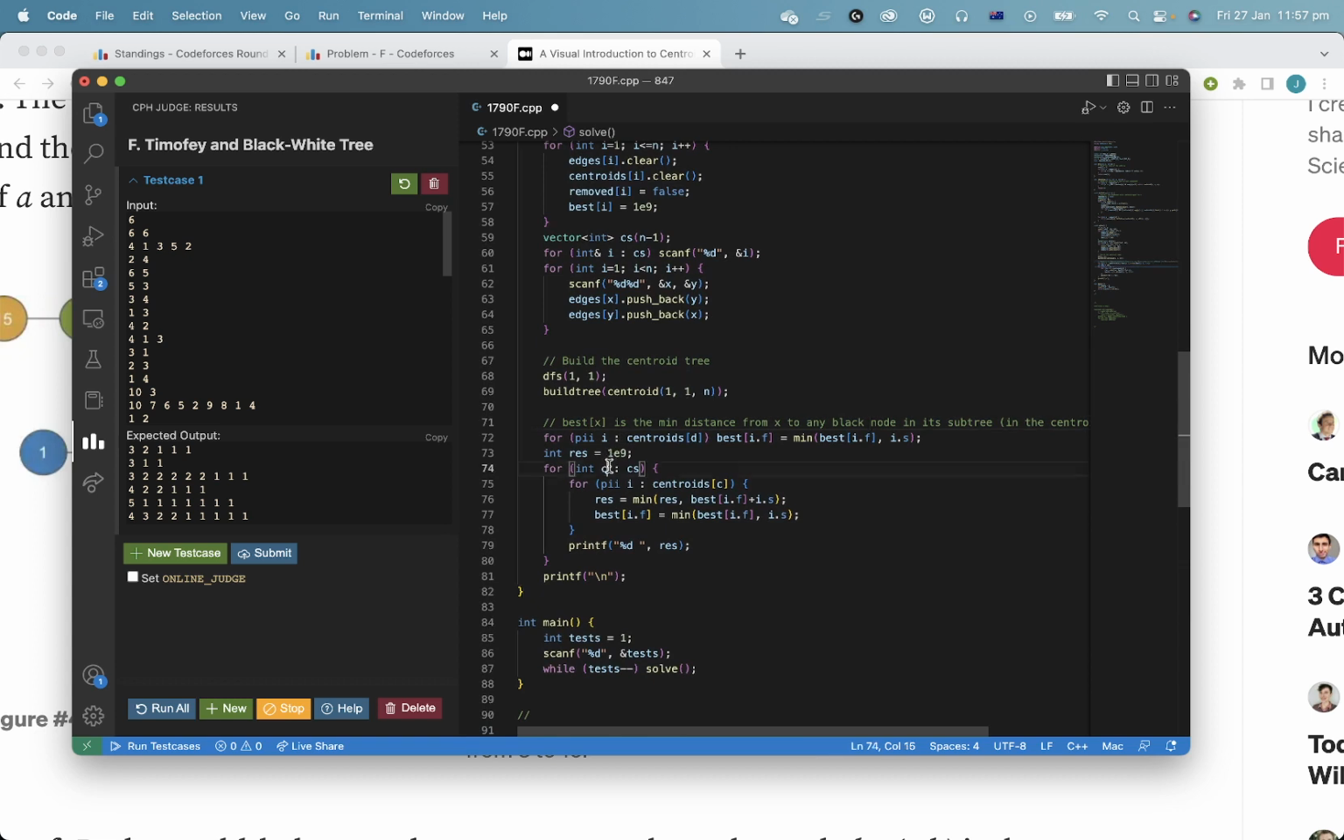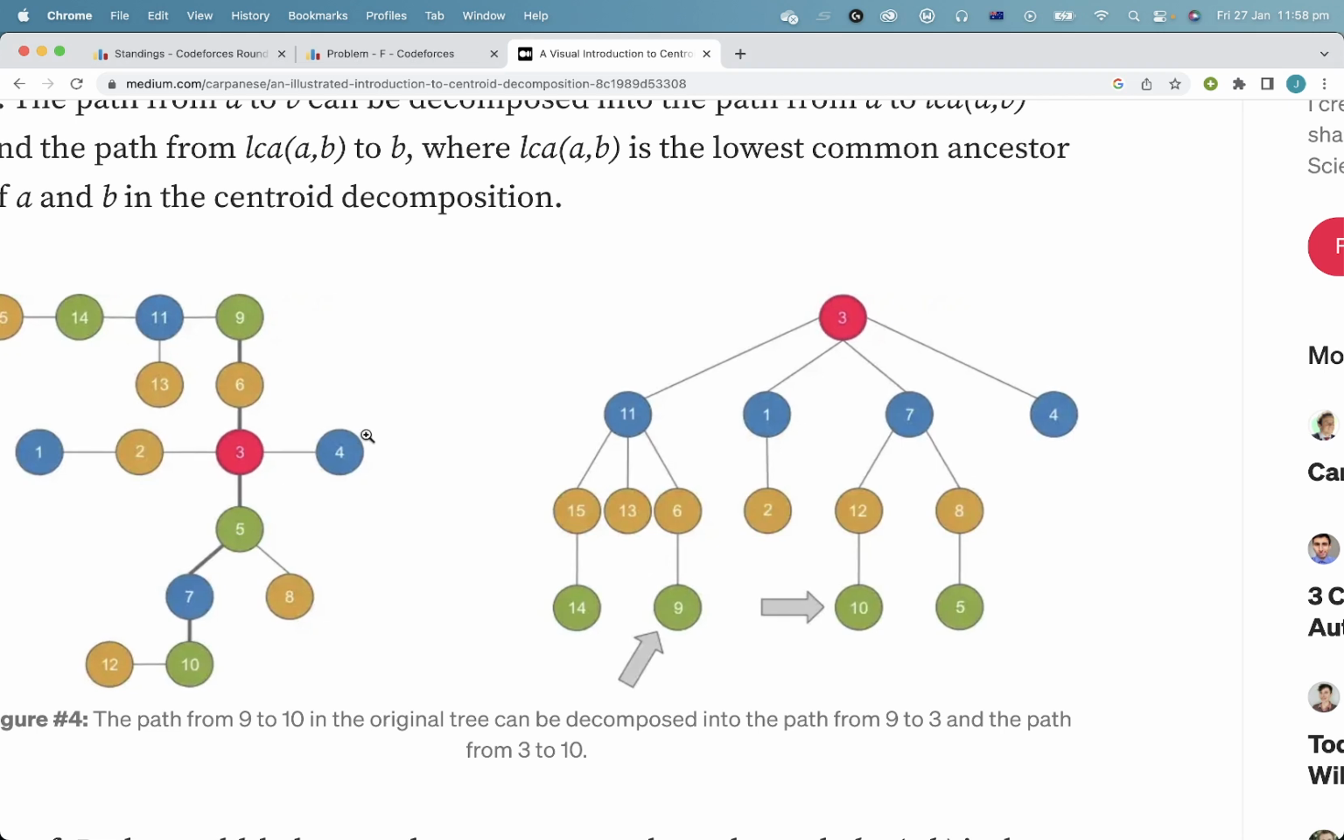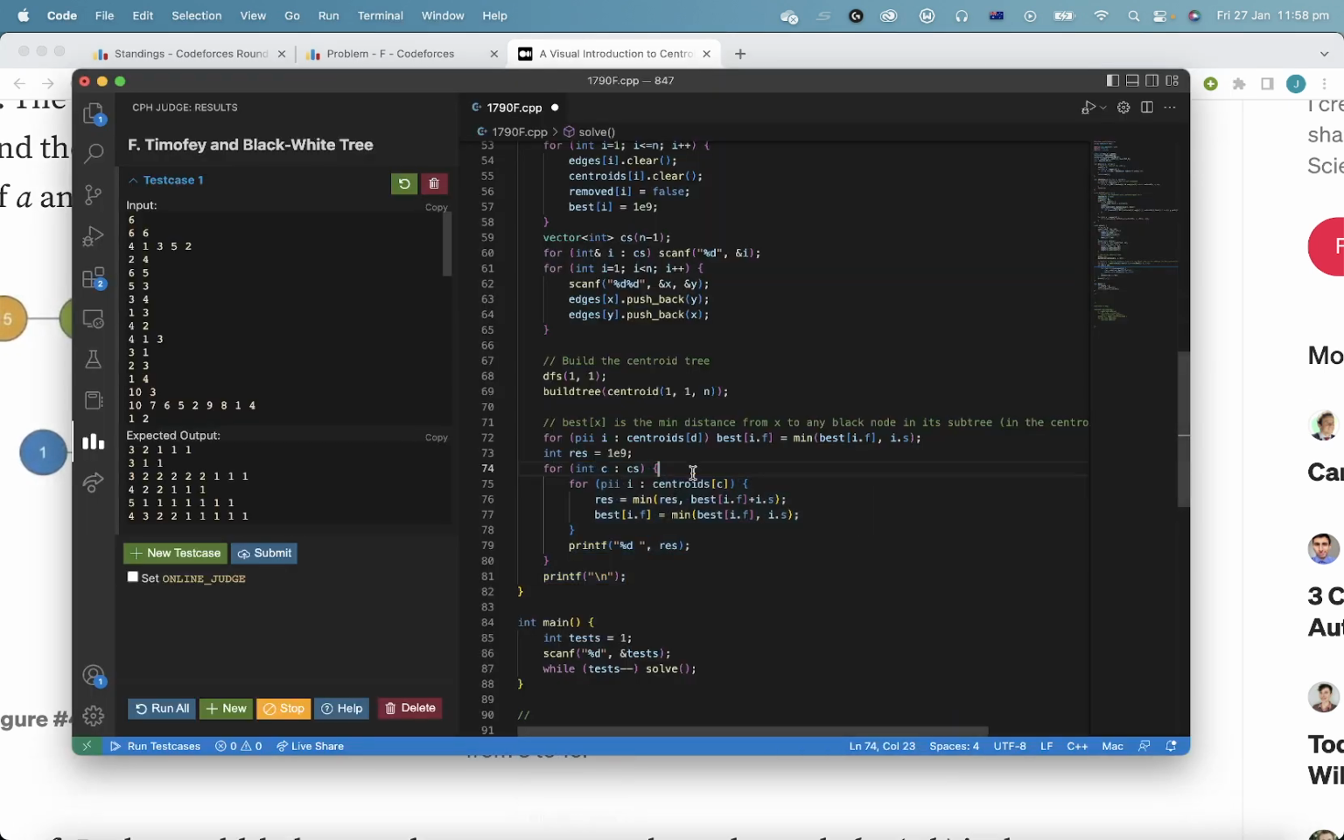And then when we're processing the current newly marked black node, we process all of its ancestors. We update the answer with the minimum of the current answer, the distance from the current node to its ancestor, and the pre-computed best distance from the ancestor to any of its descendants, and then we update that pre-calculated value. The centroid tree has a height of only log n, which means that whenever we process a node, we are only processing log n things. So the total complexity is n log n.